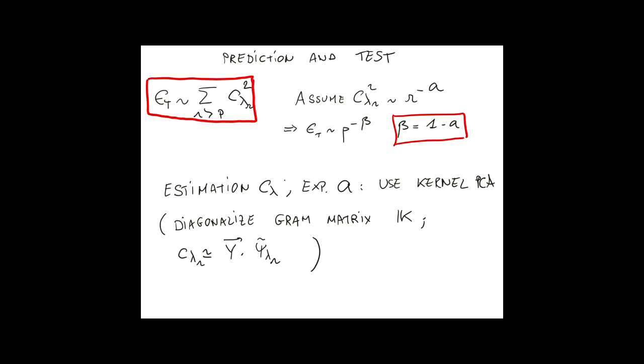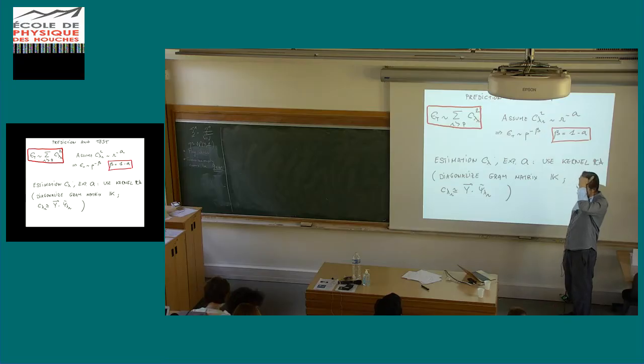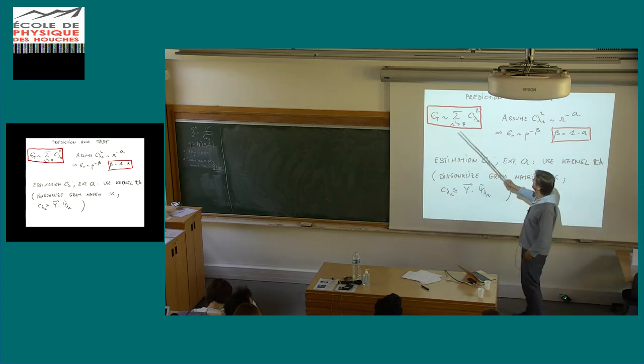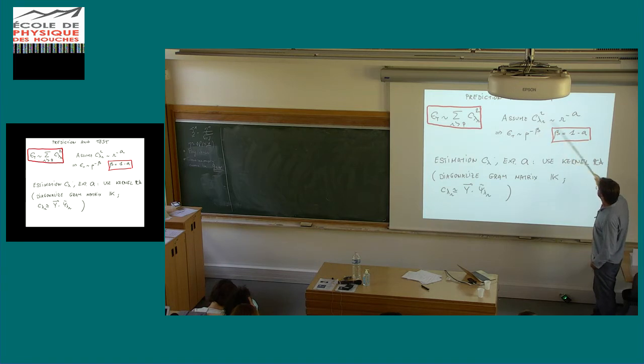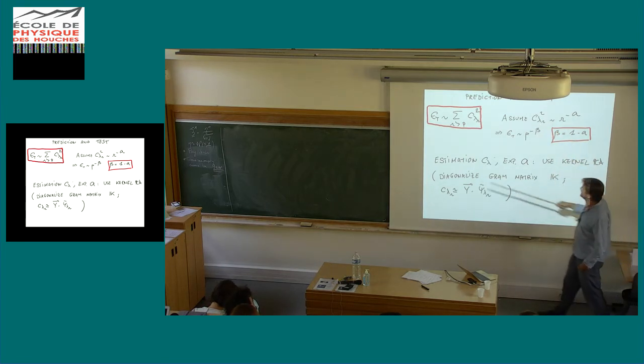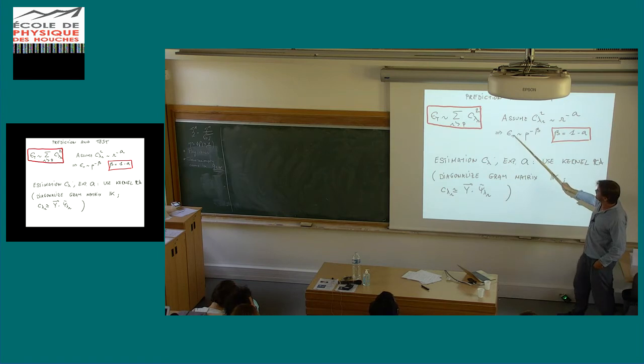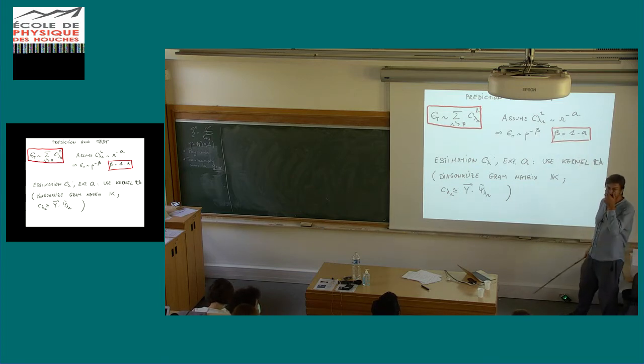Now I can tell you what we can do. I'm going to use that to predict, in some sense, this exponent beta I told you about for MNIST and CIFAR. So how do we do this? Let's assume that those coefficients decay like a power law of the rank. So the larger the rank, the smaller the coefficients are. Then if you look at this formula, it's obvious that the test error, just an integration, will be power law and beta is equal to 1 minus a.